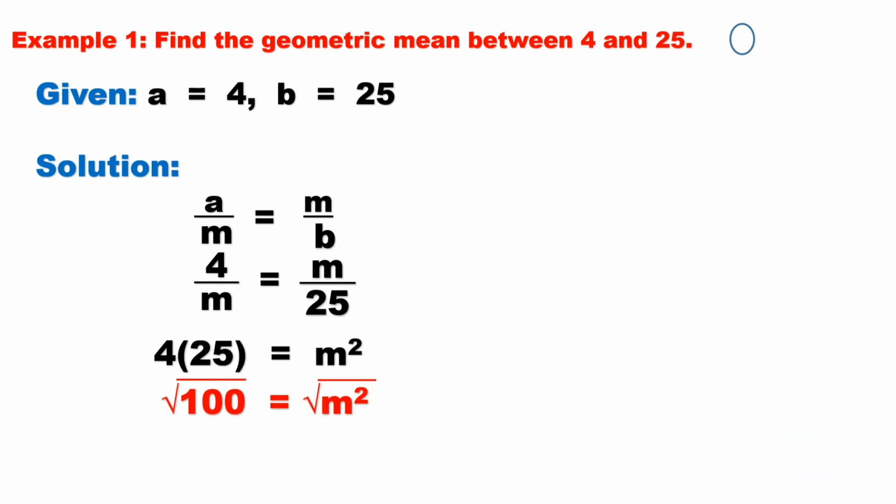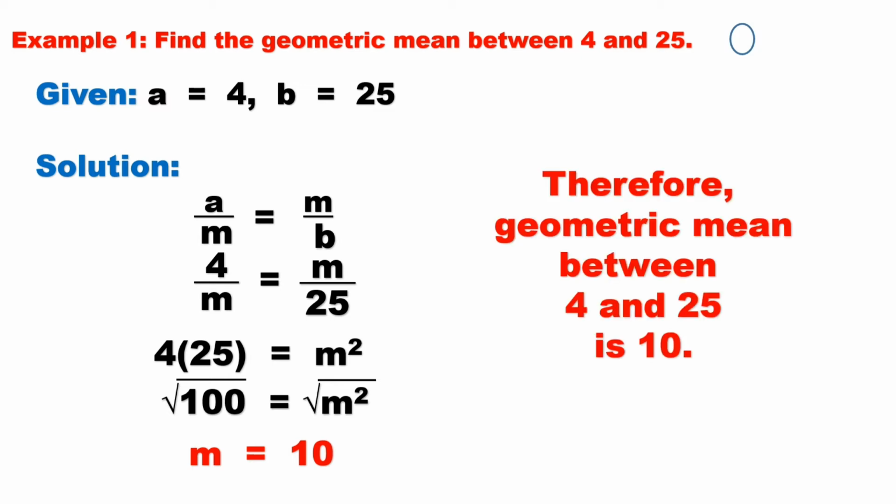Then get the square root of both sides. Square root of 100 is 10. Square root of M squared is M. So we have M equals 10. Therefore, the geometric mean between 4 and 25 is 10.